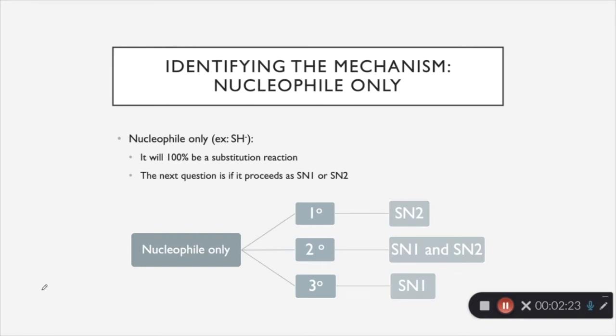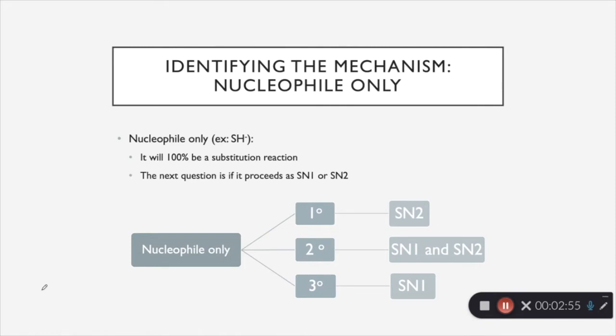So now we're going to talk about if our reagent is a nucleophile only. Examples of this would be a chloride ion, bromide ion, or anything with sulfur. And in this case, it will be 100% a substitution reaction. If you have a nucleophile only, it will be 100% substitution. There will not be any elimination products in there. So we know that it will be substitution if we have a nucleophile only. So the next question is to ask ourselves, does this proceed SN1 or SN2?